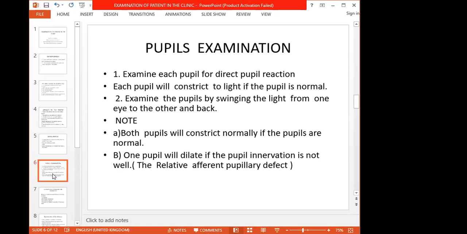After you've recorded, the patient will sit on the slit lamp.